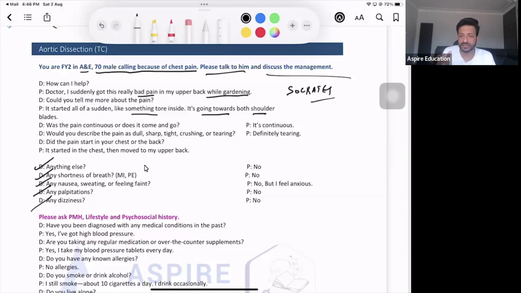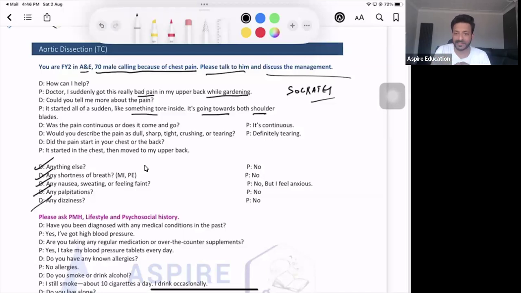And take a quick past, personal and social history as well. Because in the past history, you may be able to find out some risk factors. Because the patient later on is going to ask you why I'm having this problem. So you'll have something to blame, I would say. Mostly these patients, you will see they have got high blood pressure as well, and you will see they are smokers as well. Now, don't go into detail of lifestyle history and all. It has to be very specific. So past medical history, quick lifestyle and psychosocial.